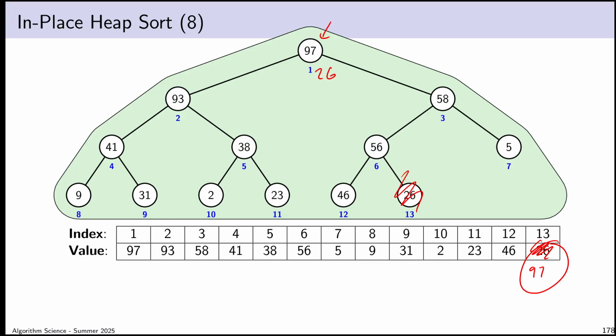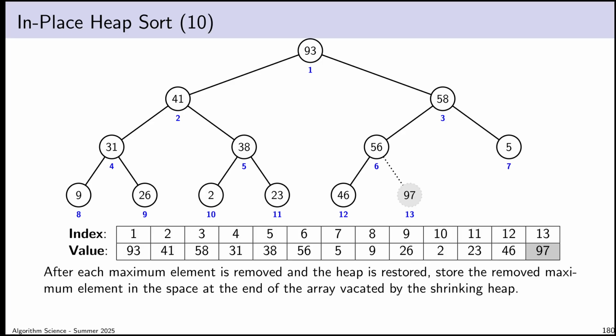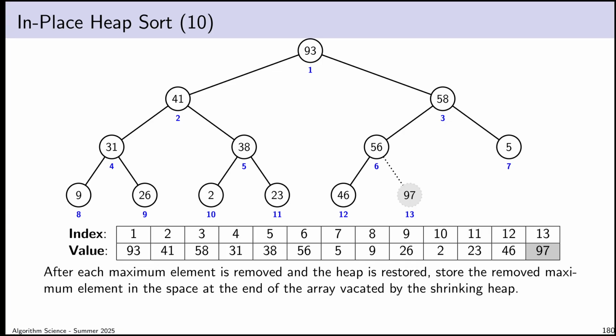So what I observe is that because I'm using a max heap, as the heap shrinks, the positions of the array that it frees up are exactly the positions where the maximum element goes at each step. So I now perform a series of remove max operations, because in a max heap you have remove max instead of remove min. All right, so I remove the number 97, so I remove the current value of the root, I perform a full bubble down operation, and then I stash the value I removed in the freed up position that was vacated by that last node.